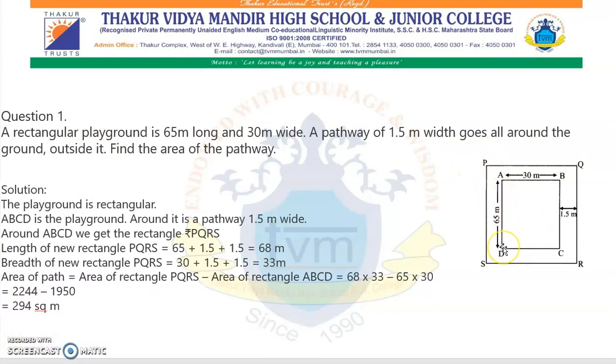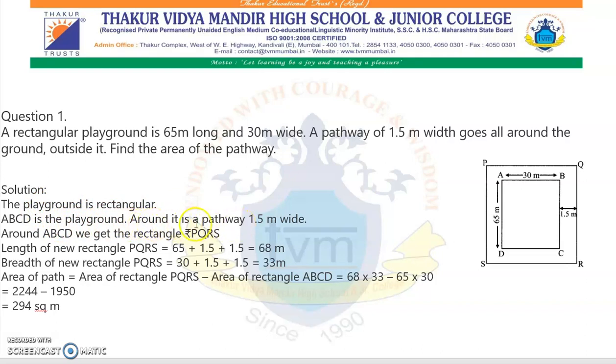Now, next question. A rectangular plot of land. Length is given 65 meter, breadth is given 30 meter. A pathway, see, you can see a path is surrounded all around the ground outside it. Find the area of the path. We have to find the area of this path. Solution. The playground is rectangular.